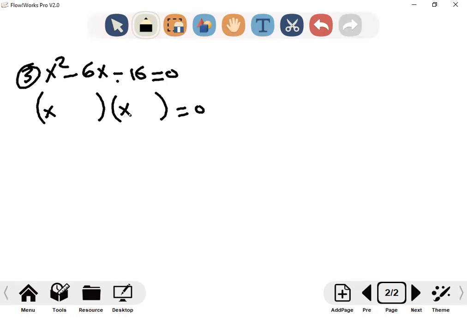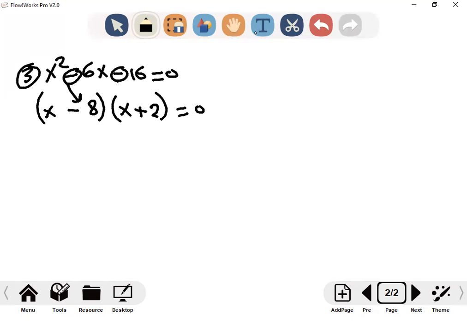2 and 8. So you can get the numbers with a little bit of thinking, okay? So here, 8 and what? 2. If this is negative, then these two numbers should be different in signs. This one takes the bigger number always, and this one is the opposite.